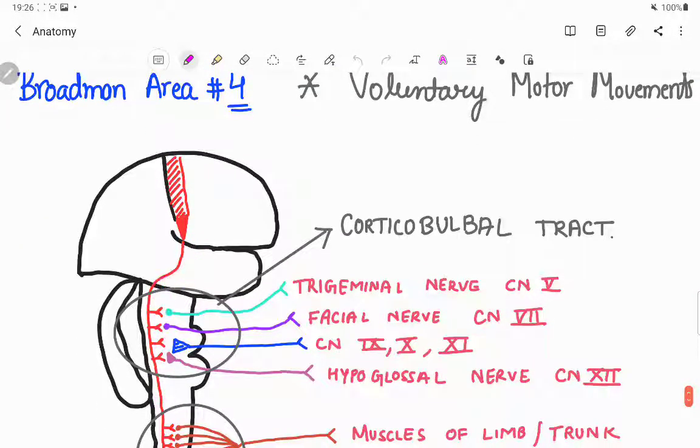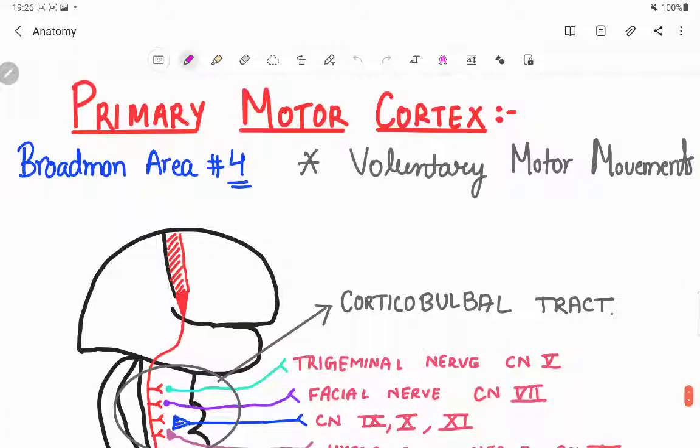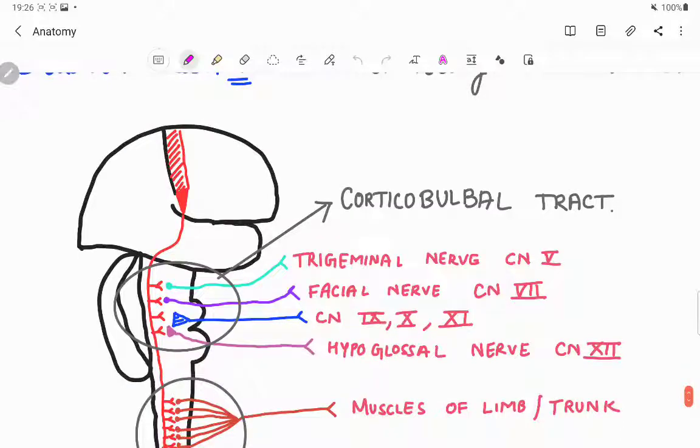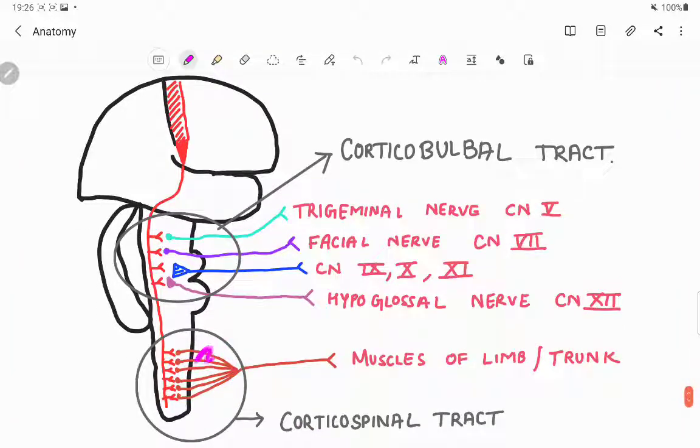There is a tract of nerve fibers which passes from the primary motor cortex. As you can see, this is the ganglion of cells, and it passes downwards. It has 2 areas, or we can say tracts. This upper one is called the corticobulbar tract, and the lower one is called the corticospinal tract. The neurons in the corticobulbar tract supply the cranial nerves. This first one supplies the trigeminal nerve, which is the 5th cranial nerve. The second one supplies the facial nerve, which is the 7th cranial nerve. This third one supplies this bunch of cranial nerves, the 9th, the 10th and the 11th, and the last one, the hypoglossal nerve, which is the 12th cranial nerve.